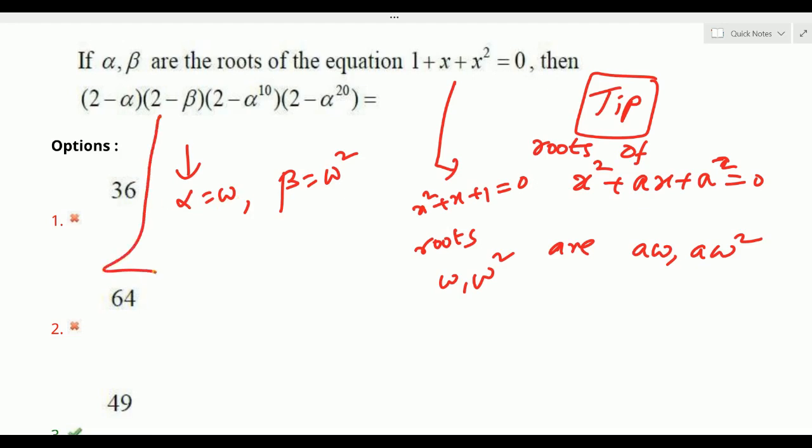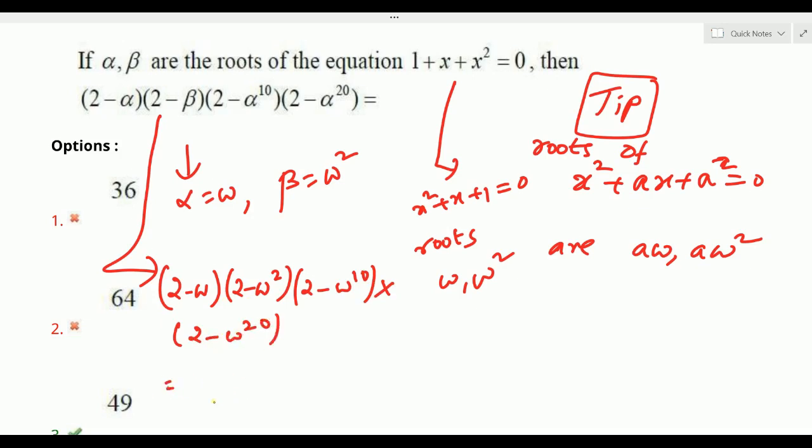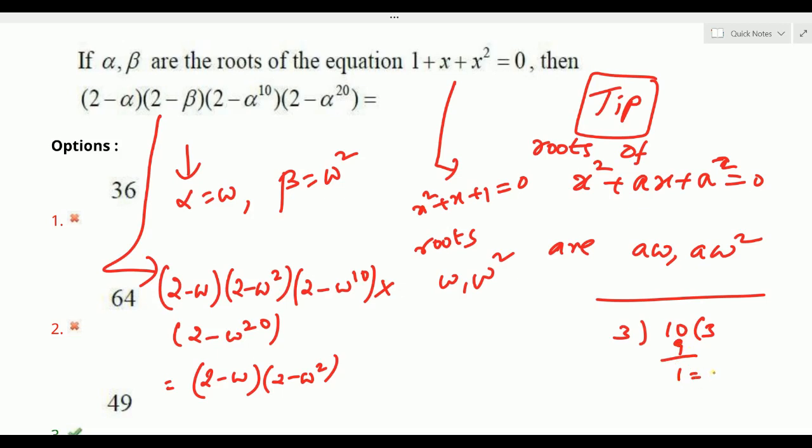Now we want this result: 2 minus alpha, that is 2 minus omega, into 2 minus beta, that is 2 minus omega square, into alpha power 10, that is omega power 10, into alpha power 20, that is omega power 20. I already did this one, 2 minus omega, 2 minus omega square. We can write omega power 10. I gave you the short form: for omega power 10, divide 10 by 3. 3 threes are 9, so 1 is the remainder left over. That 1 we put in the power of omega, so omega power 1.